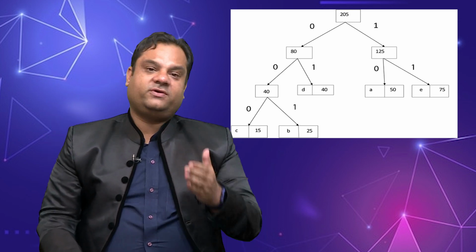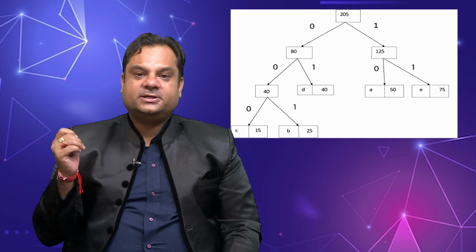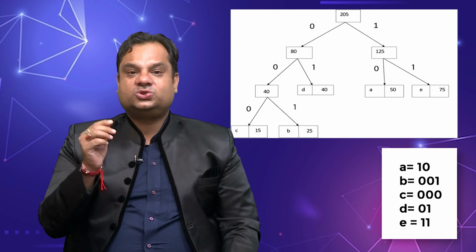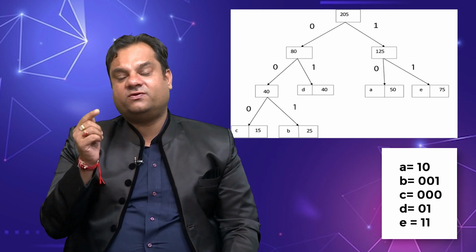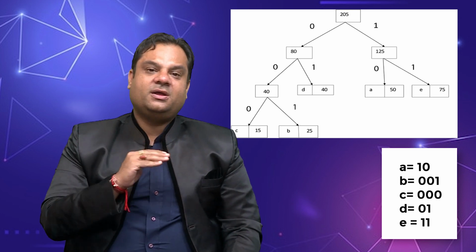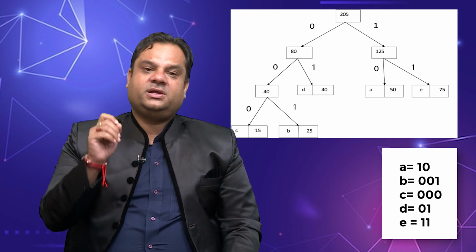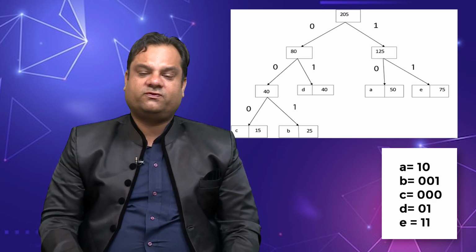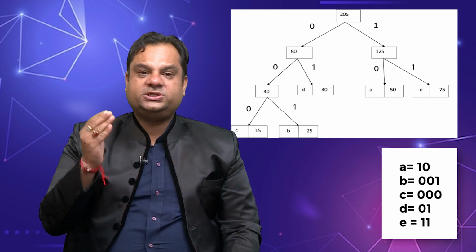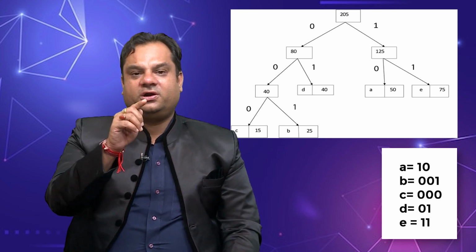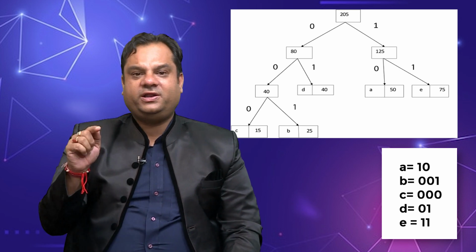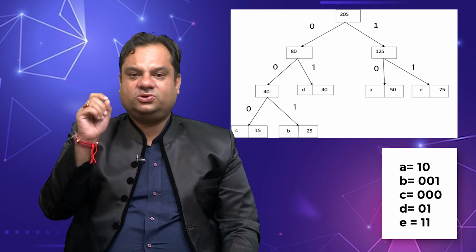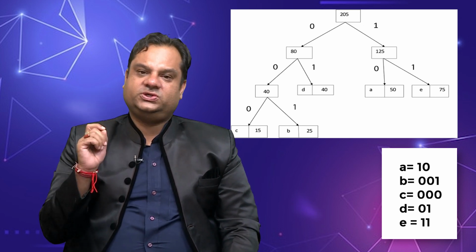In this particular tree, we're talking about some character, like when we're taking A. How many bits do you require to reach A? A is available as the left child of 125, and as compared to the parent node, A is a grandchild of the root node 205. So first you travel from the root node 205 to 125, that is 1 bit. Then 125 to A, that is another bit, a 0. So you will require a 1 and 0.